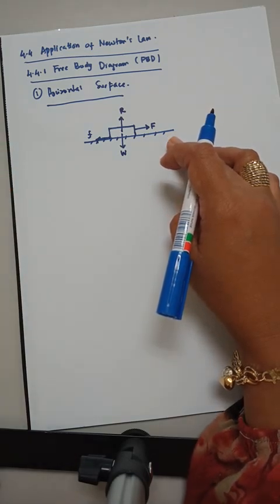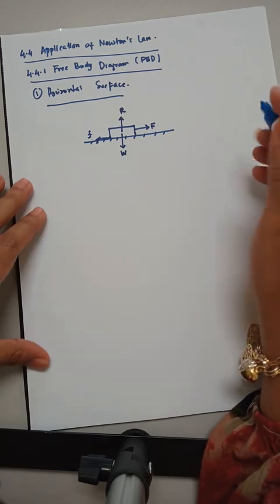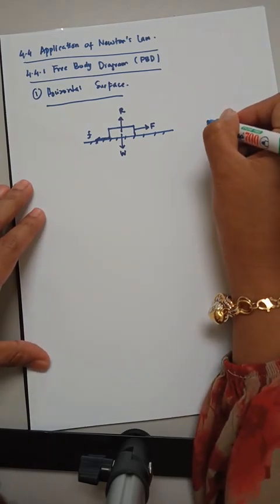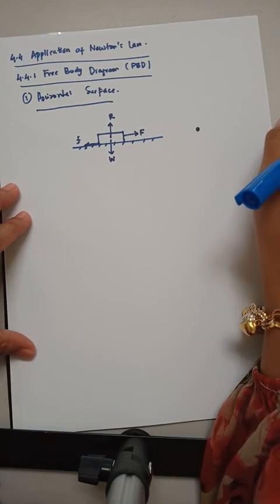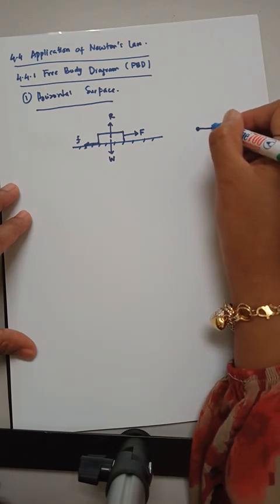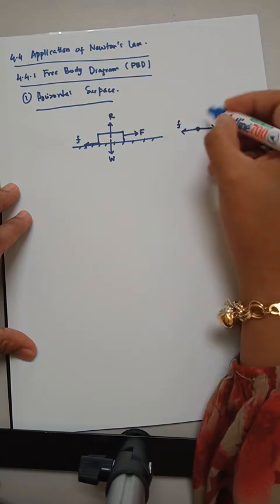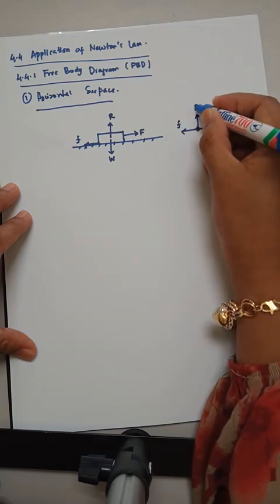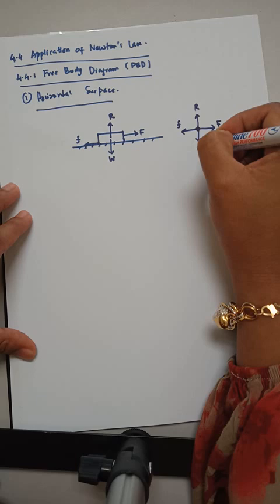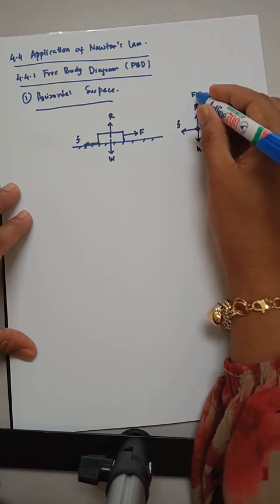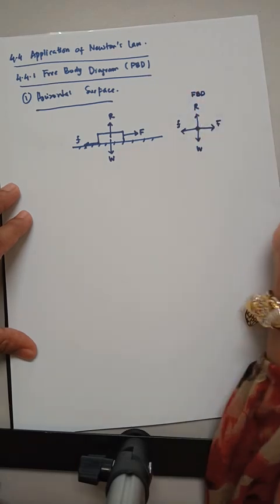When we write it in the free body diagram, we only represent it as a point, which will have F, frictional force, reaction force, and also the weight. So this is its free body diagram.